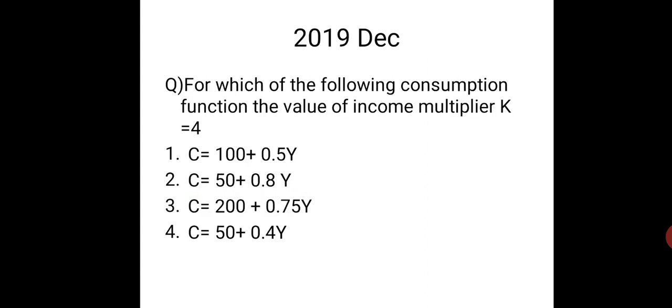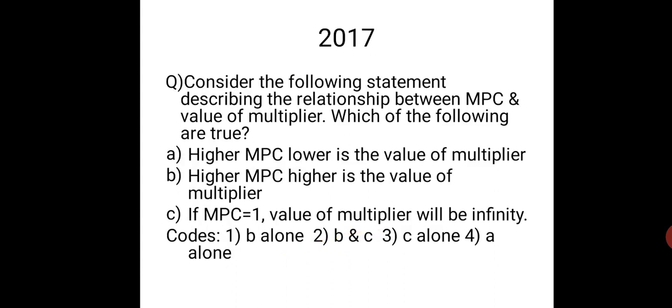Now go back and see in the question which consumption function has 0.75 as MPC, which is option 3, that is C equal to 200 plus 0.75 Y. That is one of the easiest ways to find the answer for this question. Or if it is too difficult for you, just do it for all the consumption functions. Next question, 2017. Consider the following statement, which shows the relationship between MPC and APC.